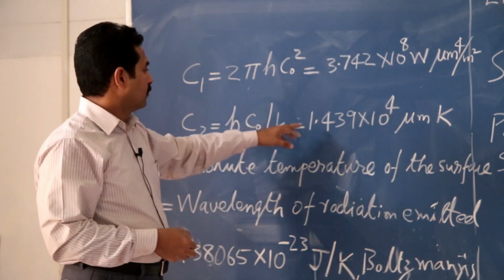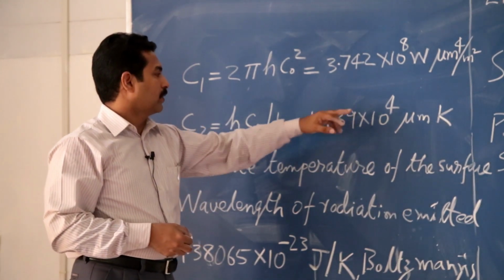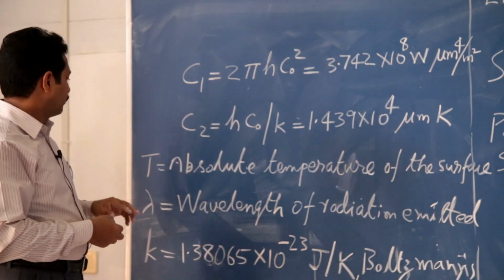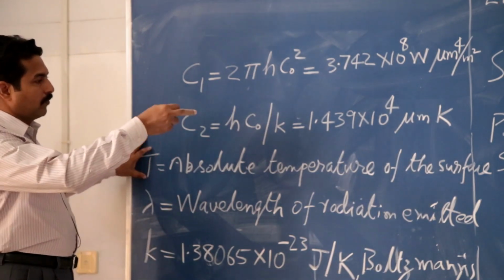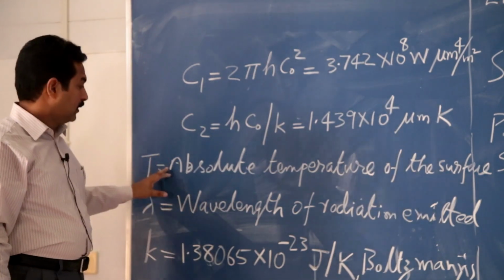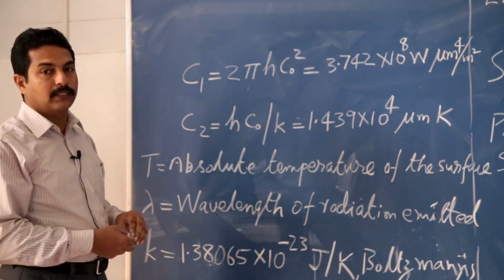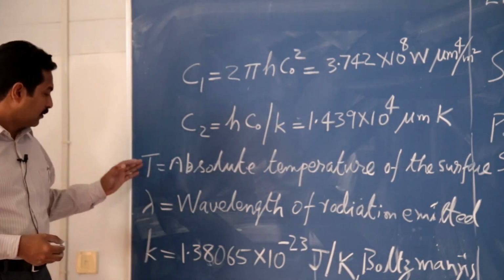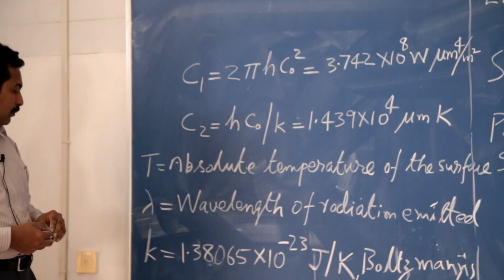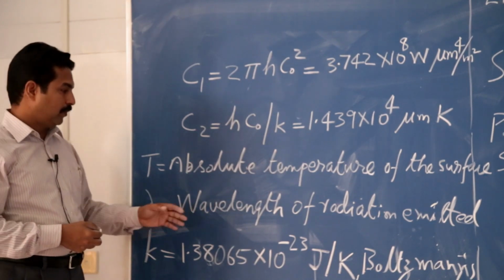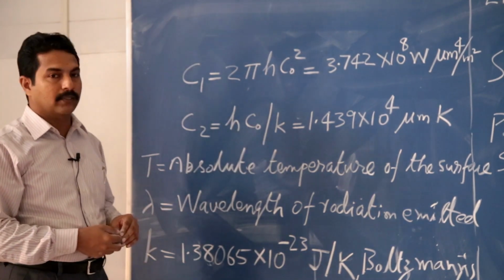Then this C2, the value is 1.439 into 10 to the power of 4 micrometer Kelvin. Here T, which we always use, is the absolute temperature of the surface. T is absolute temperature, lambda is the wavelength of radiation emitted, and the constant is the Stefan-Boltzmann constant.